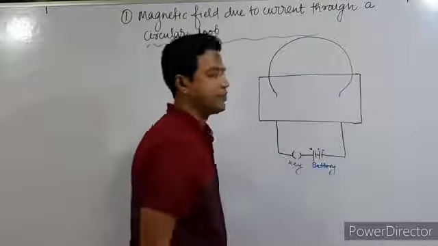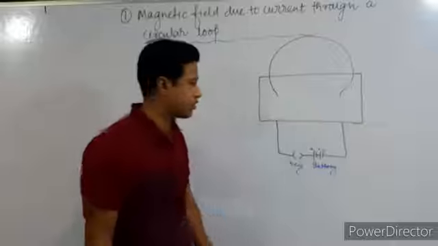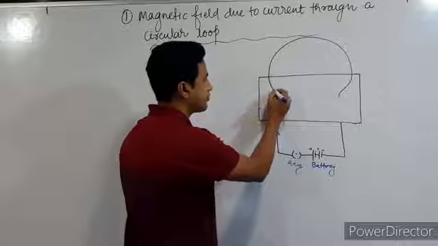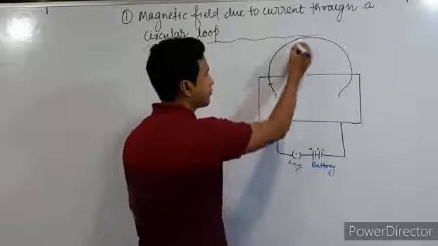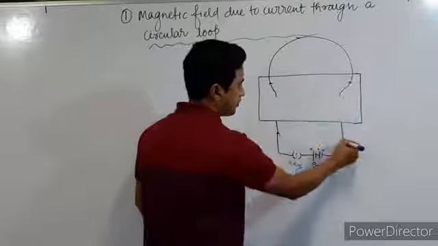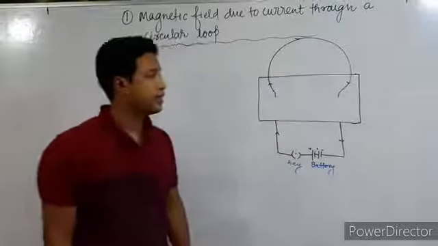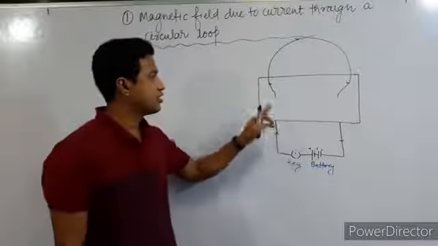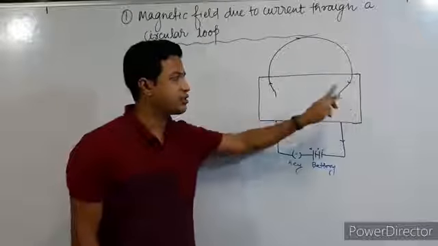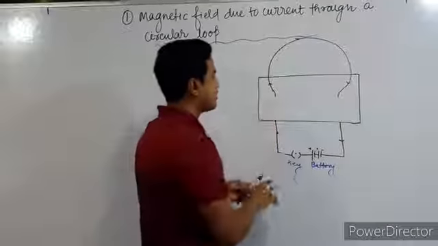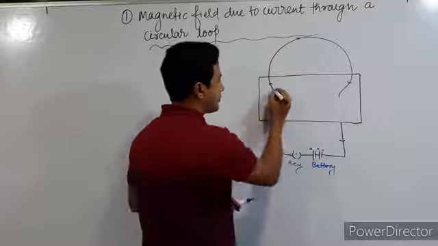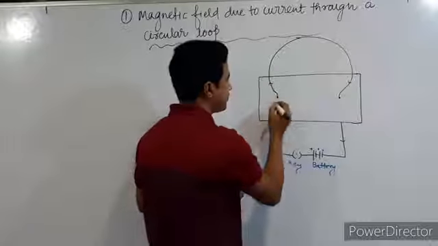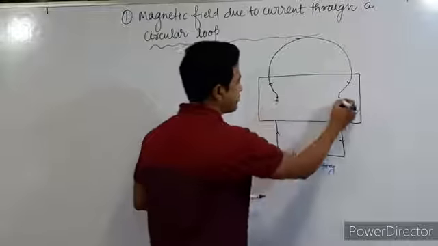Okay, so what will happen now? When I switch on the key, will current flow through it or not? The current is going through it. It will come like this. So now what will happen here? It is a simple example: here the magnetic field will be created and here also the magnetic field will be created. So I will name this point A and this point B.